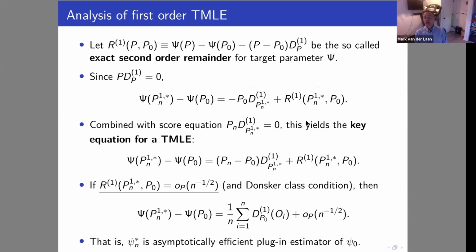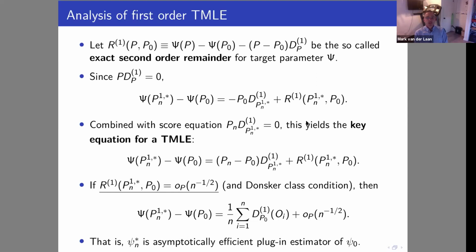Firstly, what you do, you define what we call the exact remainder. I call it R1, because we also have one later, R2, from the second order TMLE. And it's nothing else than doing a first order Taylor expansion at P. So you take psi P minus psi P0 minus this linear mapping in P minus P0, which can be written as an expectation operator P minus P0 applied to the canonical gradient. And so this remainder will always be a second order term. We will show that for example for the treatment-specific mean and other examples. So it will be like an integral of something like p minus p0 squared, that kind of thing.